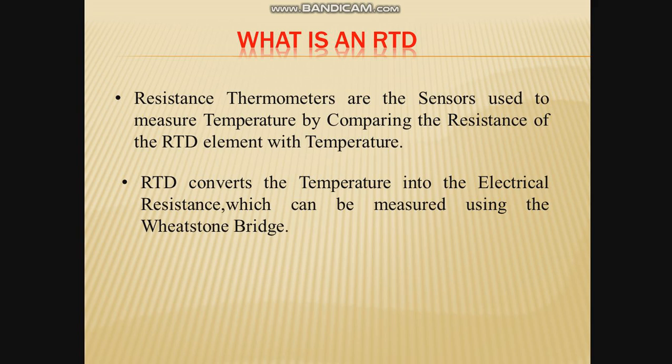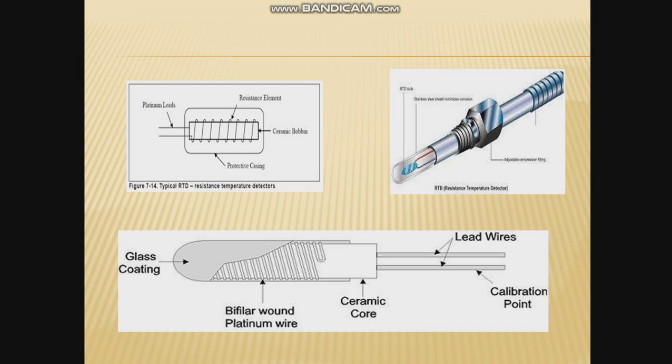What is an RTD? RTD resistance thermometers are sensors used to measure temperature by comparing the resistance of the RTD element with the temperature. An RTD converts the temperature into electrical resistance, which can be measured using a Wheatstone bridge. This is the basic diagram of an RTD.